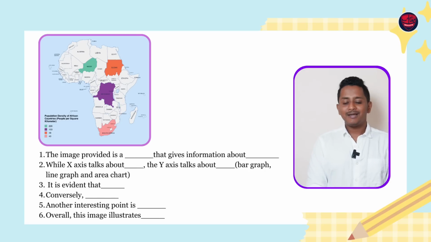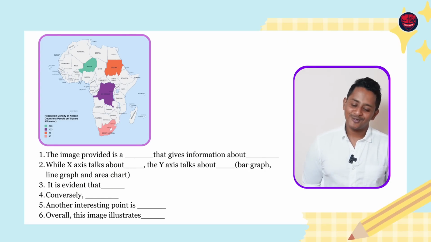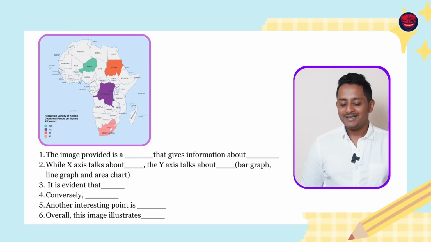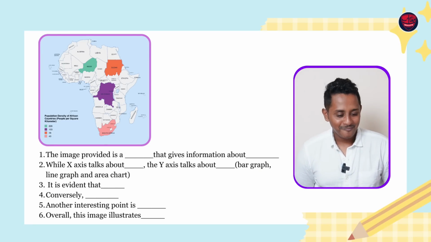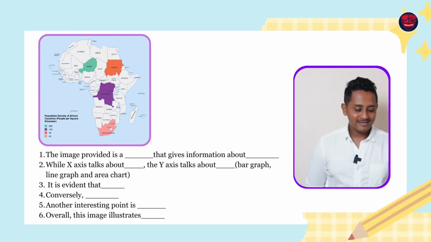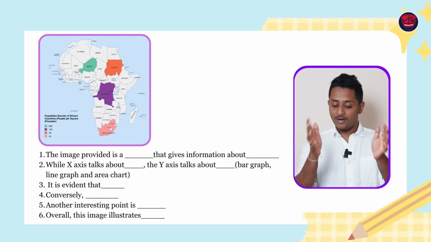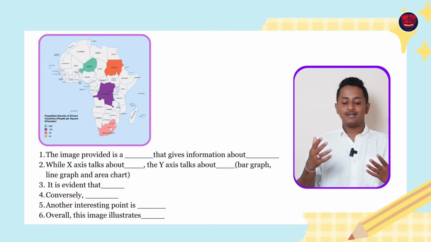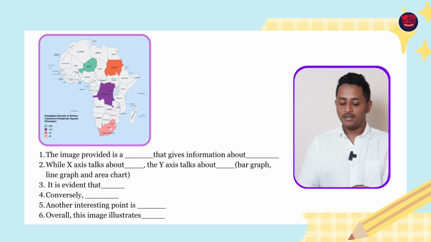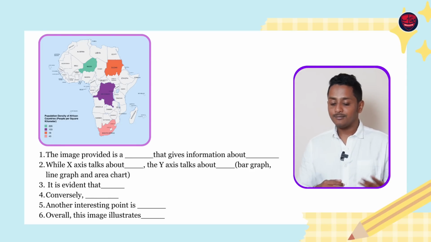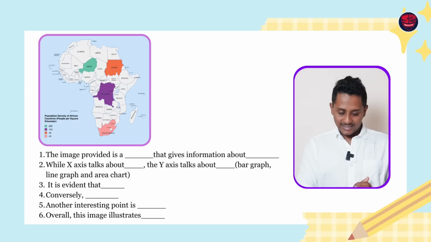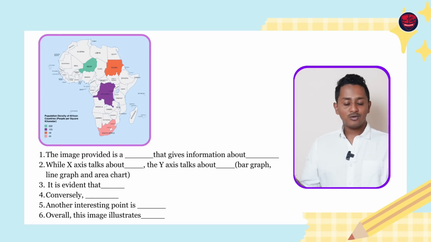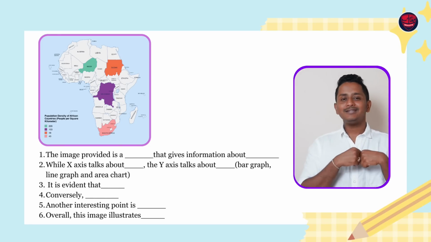Let's start. The image provided is a map that gives information about population density of African countries, where the densities are represented in terms of people per square kilometer. It is evident that Niger is the country which tops the list with a value of 226 people per square kilometer. Conversely, second in the list is Congo with a value of 1 or 3 people per square kilometer. Another interesting point is Sudan has a value of 48 people per square kilometer and South Africa has a value of 40. Overall, this image talks about population density of African countries.